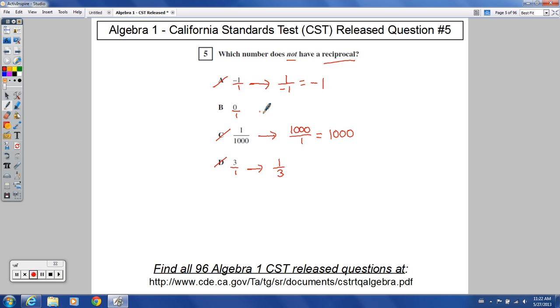And so, well, you might be saying, doesn't this have a reciprocal too? I can flip that over and make it 1 over 0. So think of this now just as a way to visualize this, or why this is not allowed, why choice B is the correct choice.